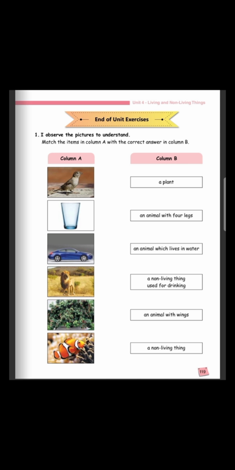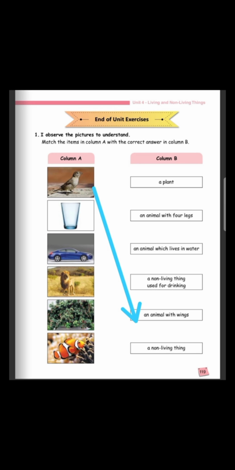Next one, a non-living thing used for drinking. Is the bird a non-living thing? No, the bird is a living thing. Next one we have an animal with wings. Yes, the bird is an animal with wings. So match the first picture to column B, an animal with wings.